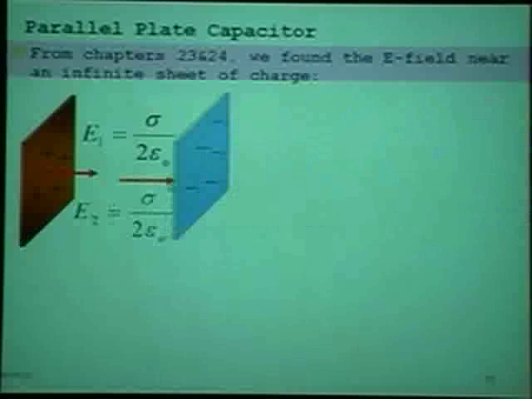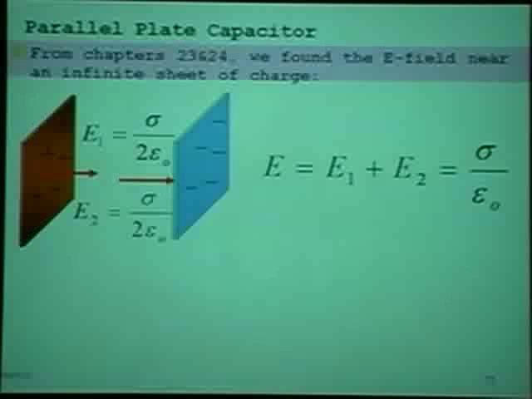If I brought in another sheet, this one oppositely charged, negatively charged, then I would have the same magnitude electric field, surface charge density over 2 epsilon naught, but since it's negatively charged, that electric field will be going normally into it. So if these two sheets of charge were near each other, then by superposition we'd have two electric fields that we could add, because they're both in the same direction in between these two sheets. And hence we would end up with an electric field that was the combination of those individual electric fields.